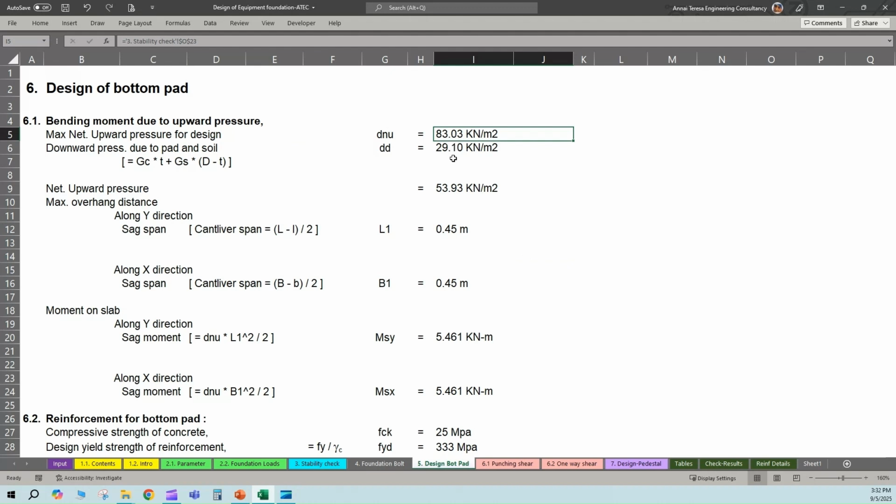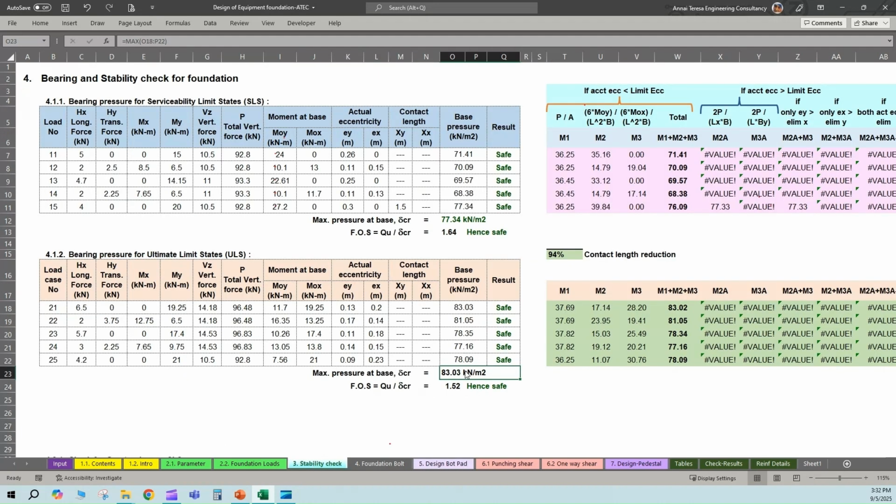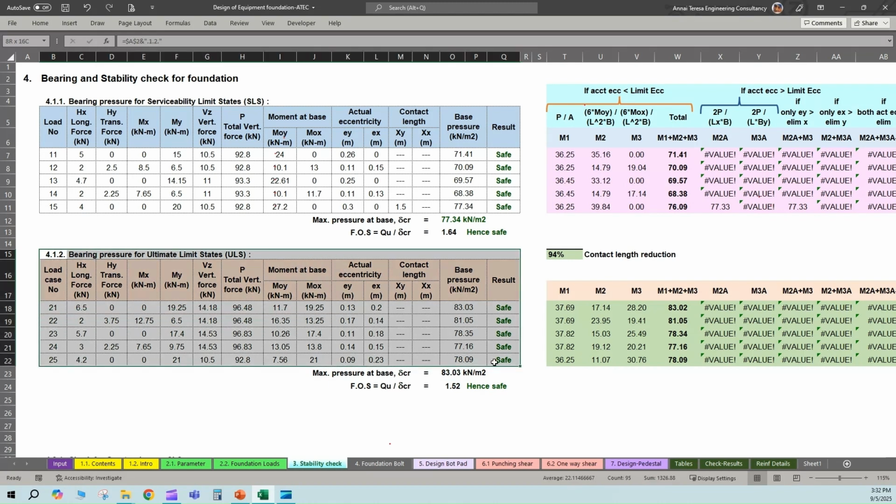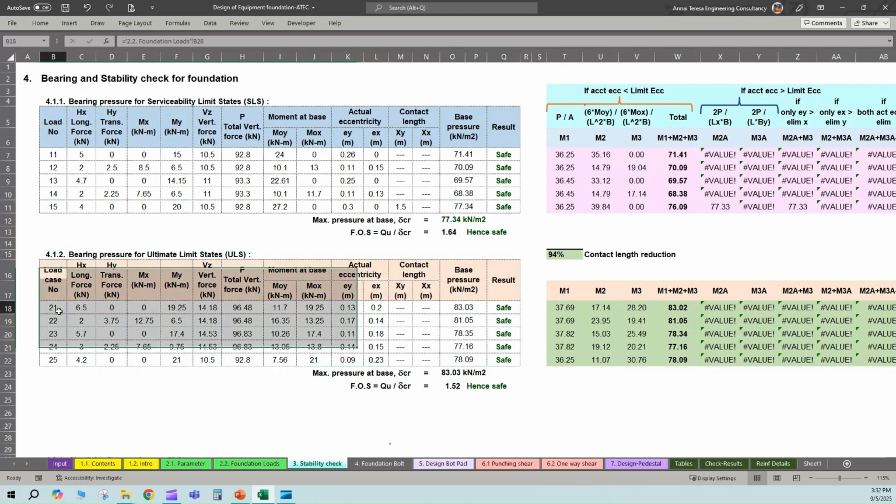So here we need to consider the ULS load case output, the bearing pressures which I already calculated during the stability check. So you can see on this tab that for the ultimate limit state we are having 5 cases. In order to design the bottom pad and pedestal, we need to calculate the maximum bearing pressure occurred among these 5 load cases. So that is 83.03. So that we are considering here.